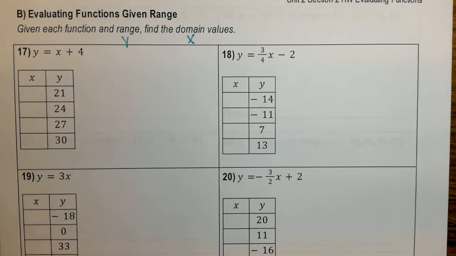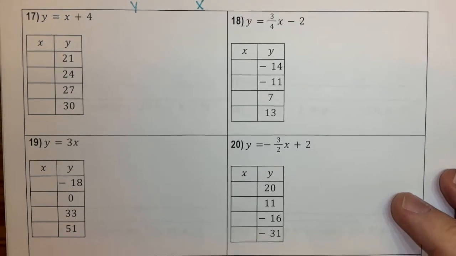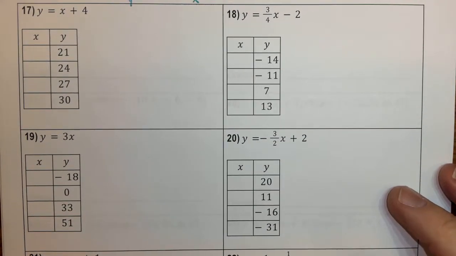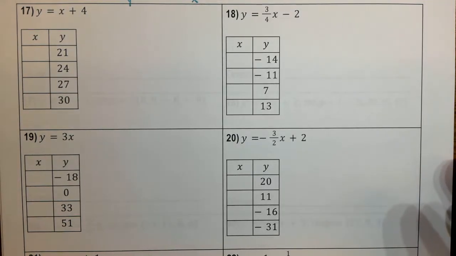So it's just the exact opposite as the first two pages. Now I will say that given the range and having to find domain is more difficult for sure, because I'm having to work backwards, but it's still possible. So I will show you.